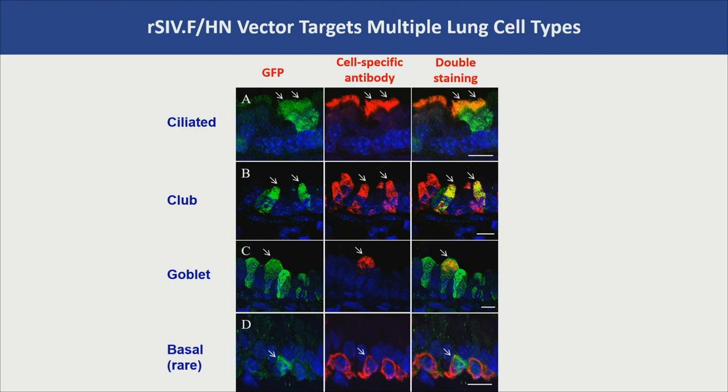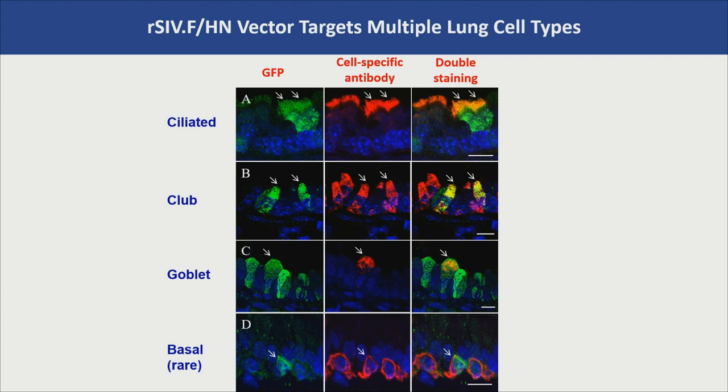I would say this is a rare event. This is a pseudostratified epithelium, and it's going to be very tricky to hit those basal cells. But I think the reason it's so good is it's agnostic to cell type. So the next question is whether our vector does what it says on the tin and gives you long-lasting expression.